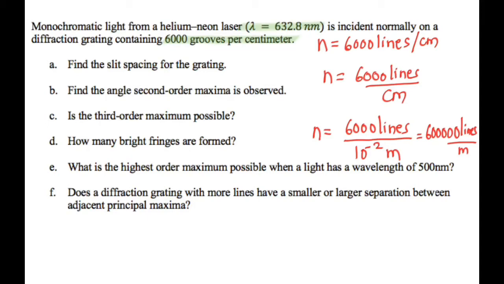The first part is asking you to find the slit spacing for the grating, so it's asking you the value of d. The second part is asking for the angle, which is theta, for the second order maxima which is observed. So for the second order maximum, m is equal to 2. Now we will first solve part A.